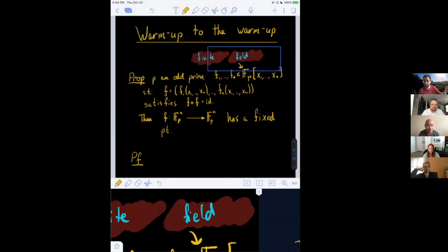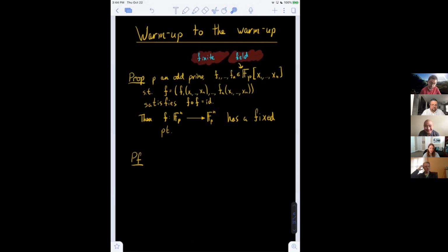And every non-zero element has an inverse, so this is a field. And what we're going to do is look at polynomials with coefficients in this field. So suppose I have n polynomials with coefficients in the finite field. The coefficients, if you'd like, are residue classes mod p. And suppose that these n polynomials satisfy, again, the property that if you compose them with themselves, you get the identity map. So you get the polynomials x1, x2, x3, x4, x5, x6, up to xn.